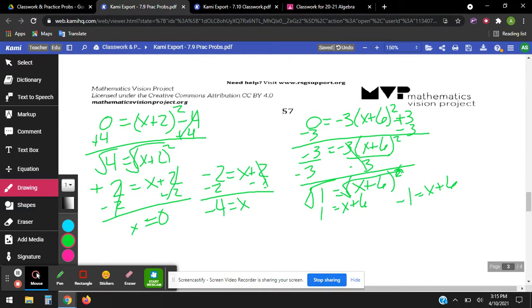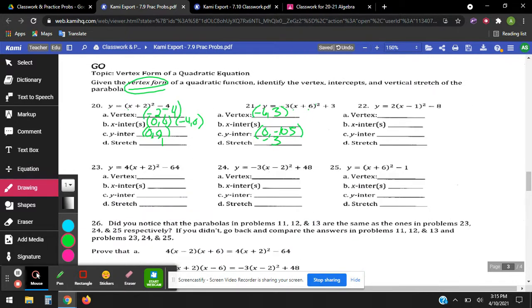So one of my x-intercepts, negative 6, is negative 5. And if I subtract 6 here, it's negative 7. So negative 5 and negative 7. Negative 5, 0, negative 7, 0. Okay, so it wasn't 2 away, but they're 1 away. So it just kind of depends on where our vertex is.